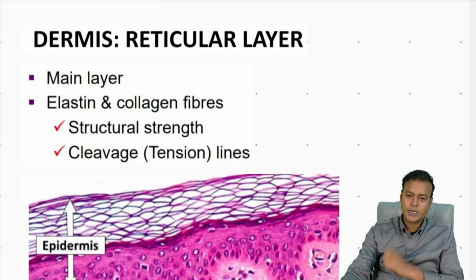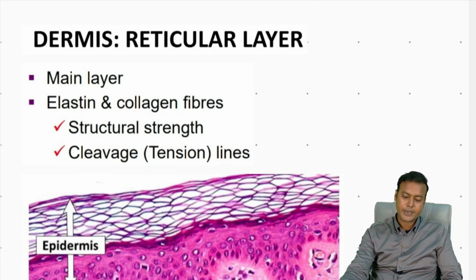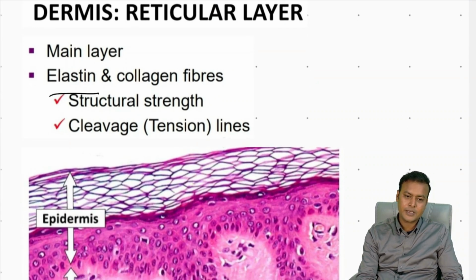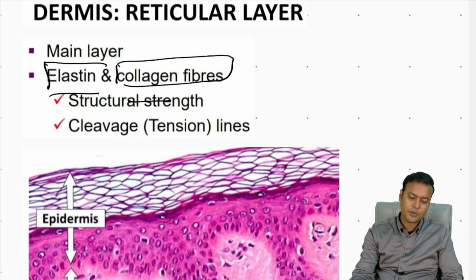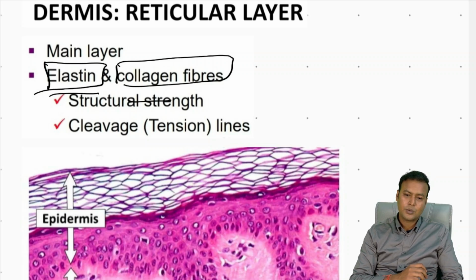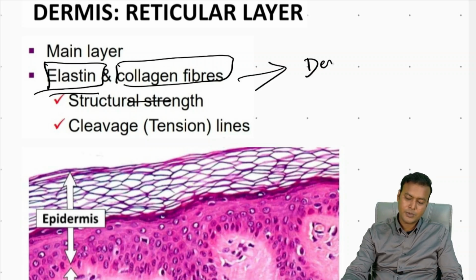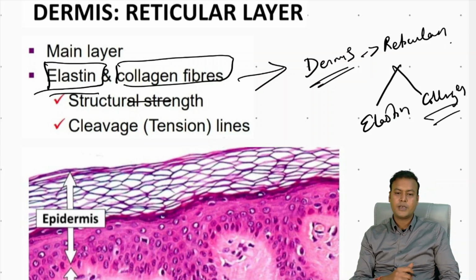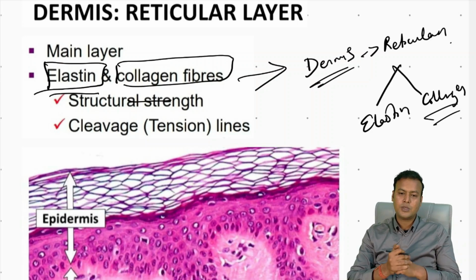Now moving to the next layer, that is the reticular layer. In the reticular layer, there are a large number of elastin and collagen fibers. These elastin and collagen fibers provide strength to the deep fascia. So the reticular layer of the dermis has a large number of elastin and collagen fibers. These provide the structural strength and also the tension lines.